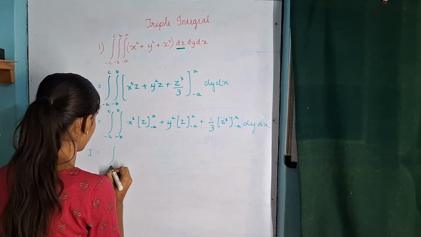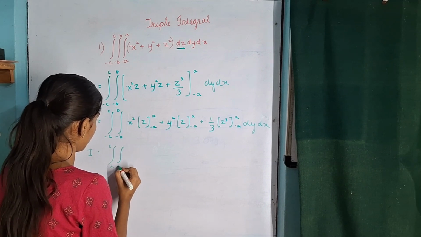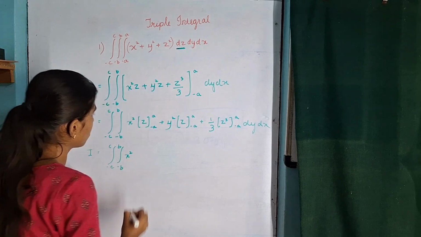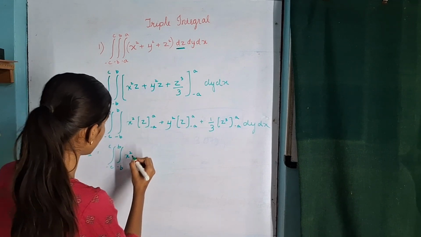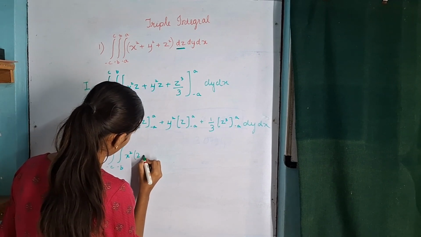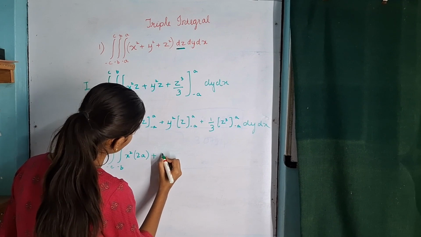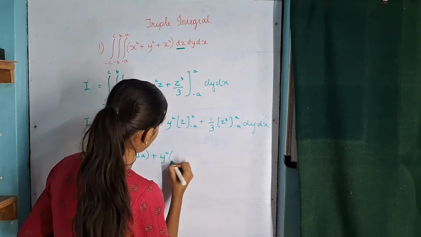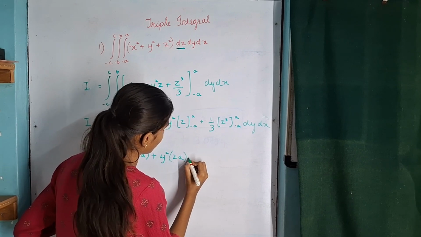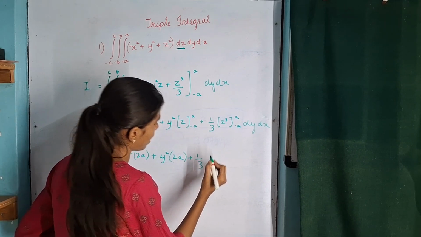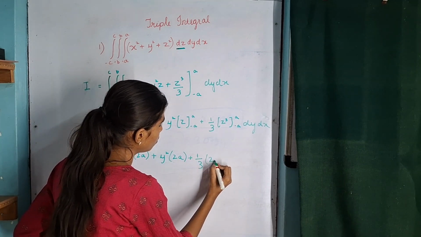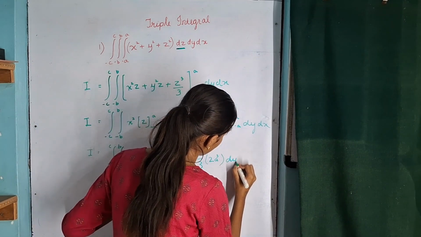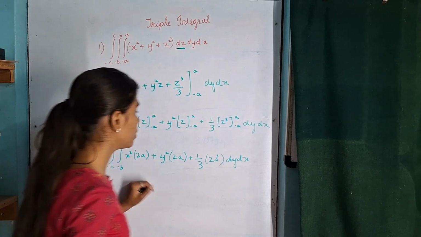I is equals to the integral from minus c to c, minus b to b of x square. The value for this will be 2a, plus y square. The value for this also will be 2a, plus 1 by 3, and the value for this will be 2a cube, dy dx. I hope this much is clear.